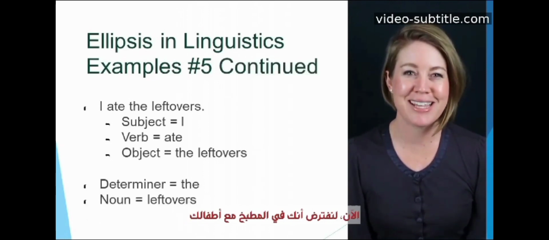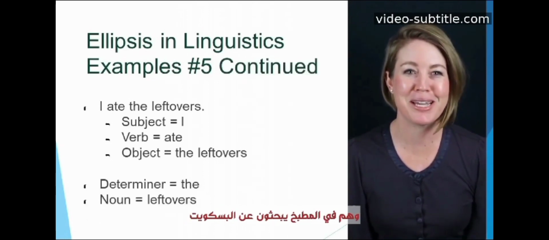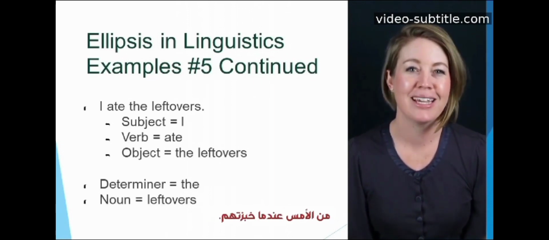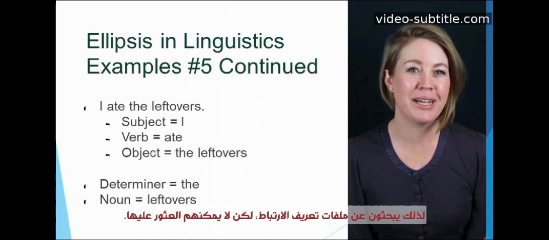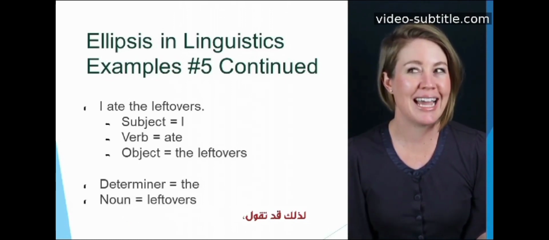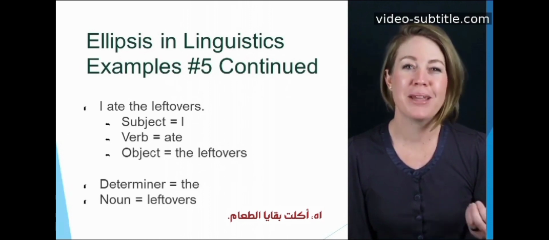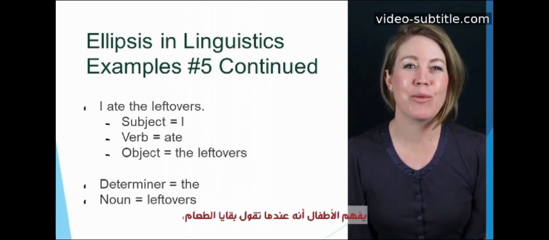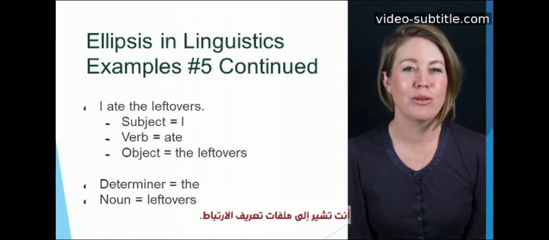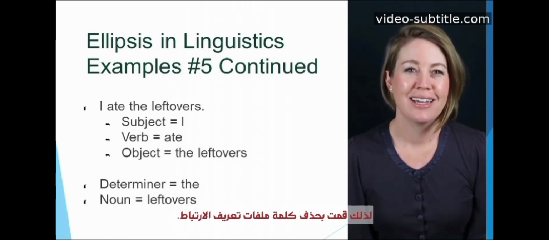Now, let's say you're in the kitchen with your kids and they're in the kitchen looking for the cookies because they know there were some left over from yesterday when you baked them. So they're looking for the cookies but can't find them. So you might say, I ate the leftovers. Because of the context, the kids understand that when you say leftovers, you're referring to the cookies. So you omit the word cookies.